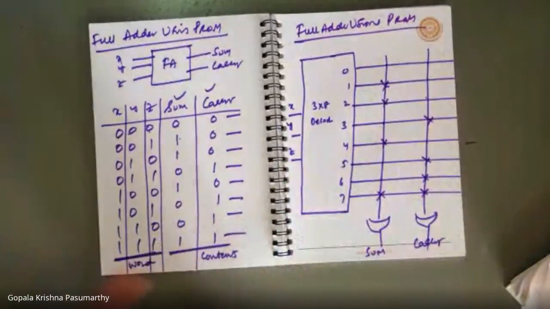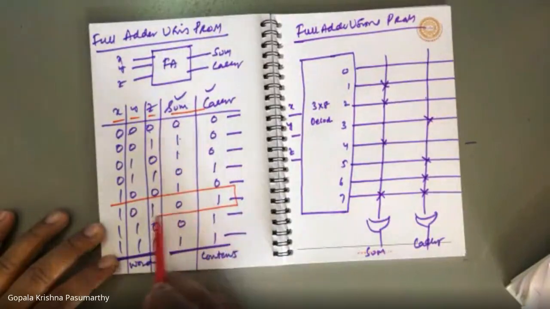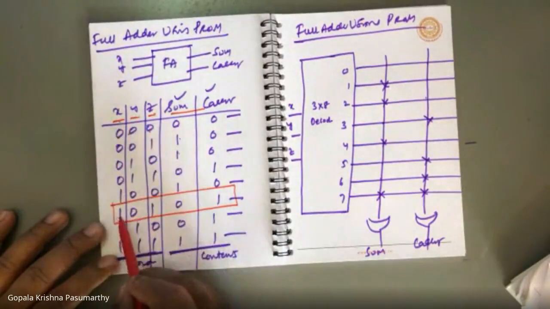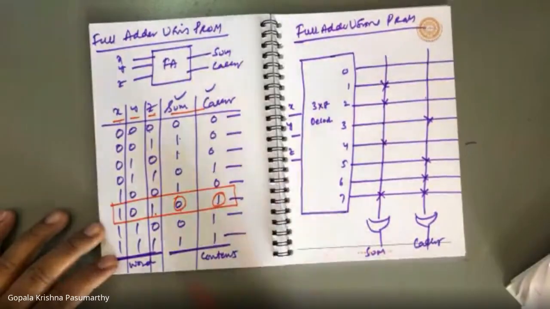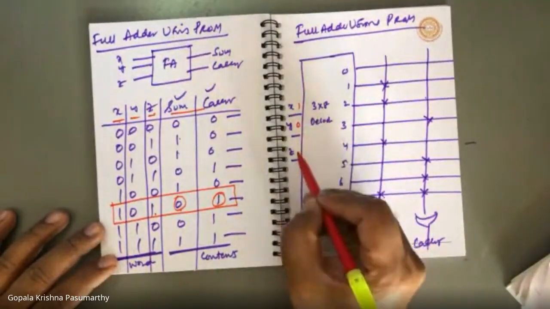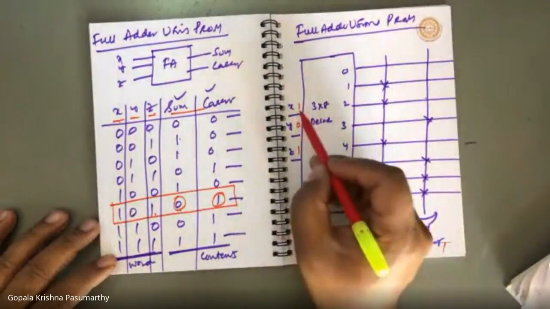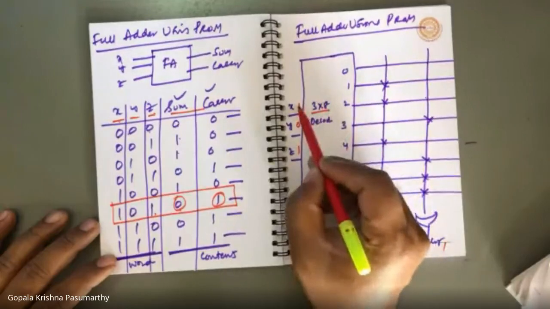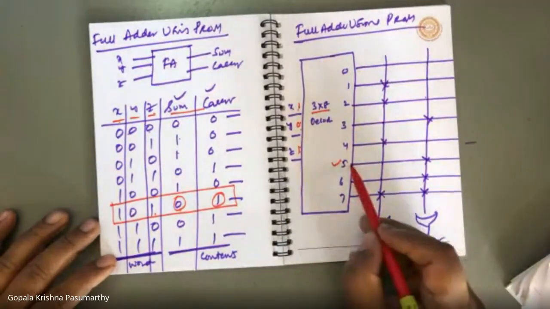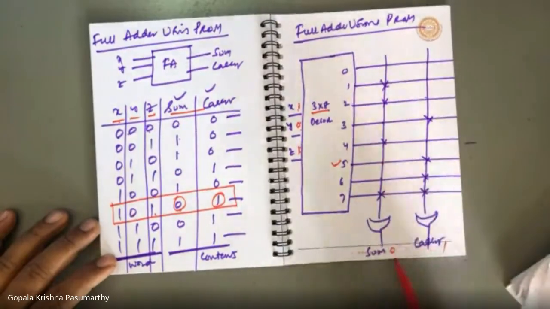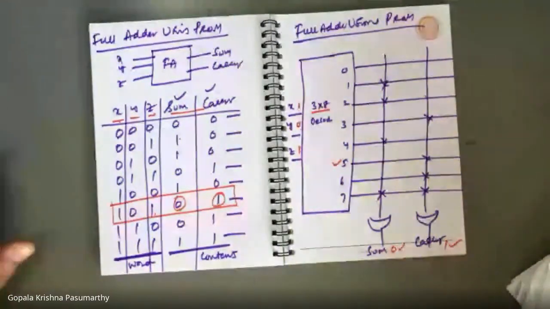Shall we verify? For example, when my X, Y, Z is 1, 0, 1, my sum must be 0, carry must be 1. Let us try. See, it's a 3 by 8 decoder. When X, Y, Z is 1, 0, 1, which line is active? Fifth line is active. What is the value of the fifth line here? Sum is 0, carry is 1. So this is how we can verify.